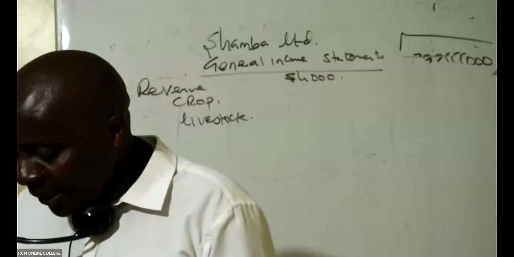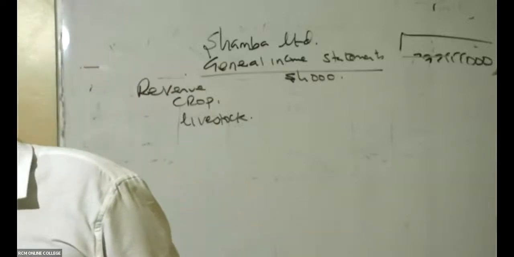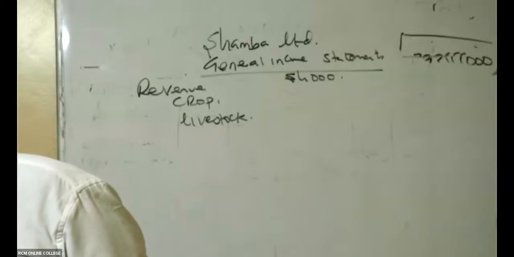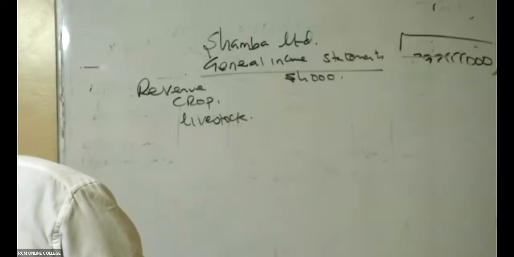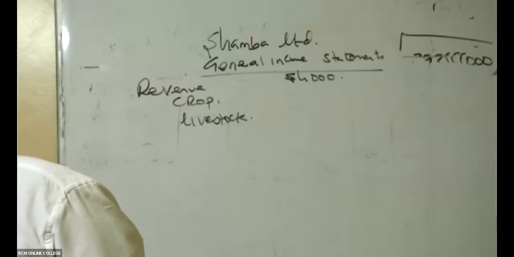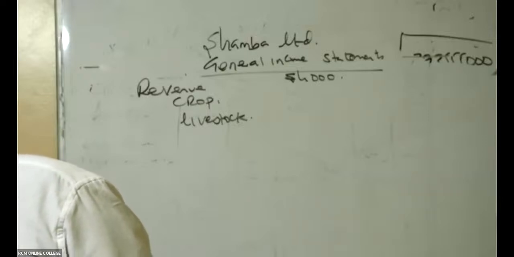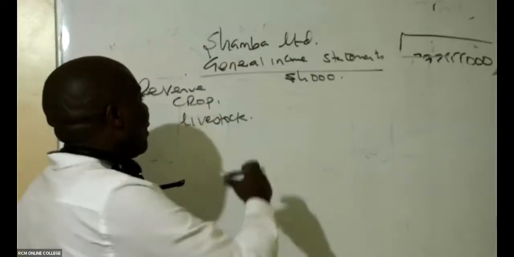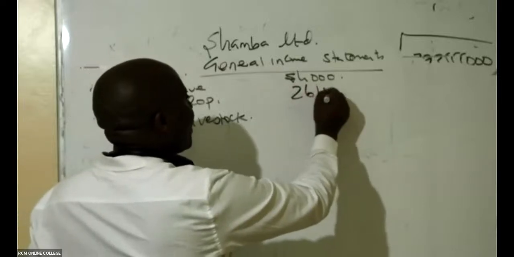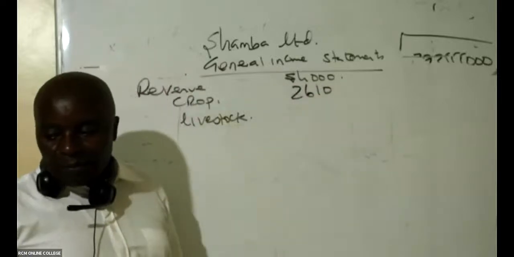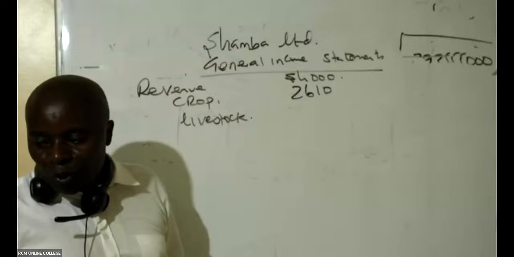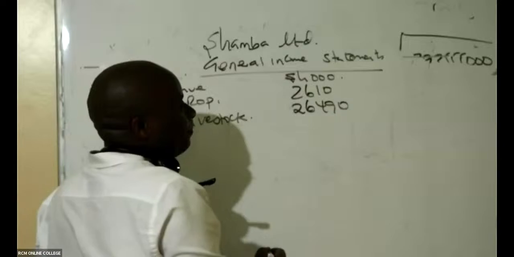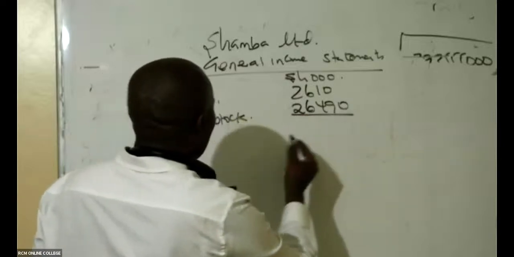So, ladies and gentlemen, please get hold of your question. If I get hold of my question, what am I saying here? That my revenue from crop is 2,610. My revenue from livestock, you guys are giving me, is 26,490.